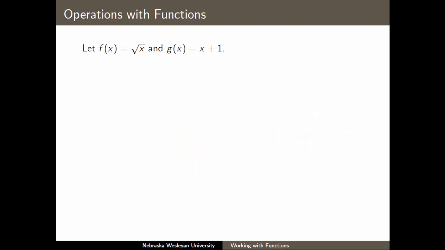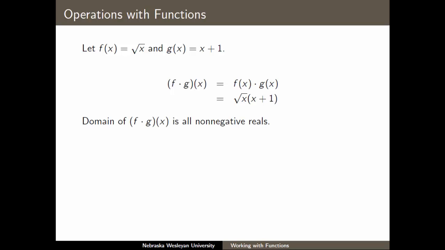Just to have another example, let's say that f of x is the square root of x, and g of x is x plus 1. The product of these two functions is by definition the expression that represents f times the expression that represents g. f of x is the square root of x, and g of x is x plus 1, and we multiply these two expressions together. There's not a lot we can do to simplify this, so we'll just leave it as is. The domain of this new function is all non-negative real numbers.